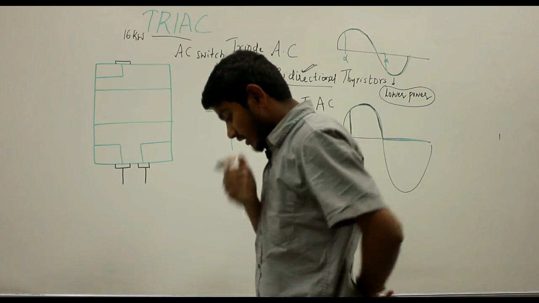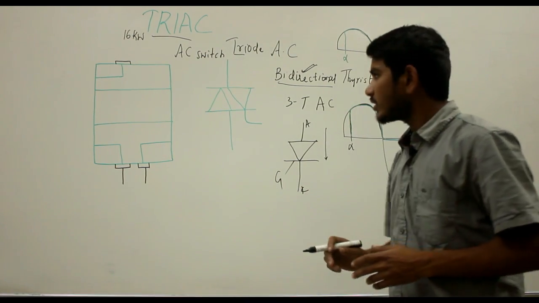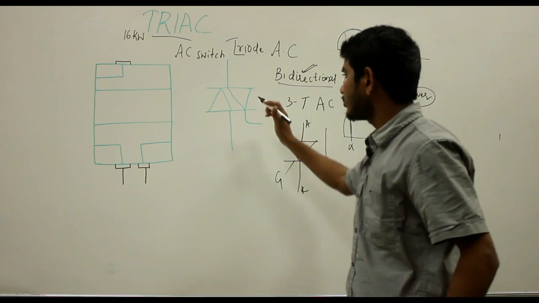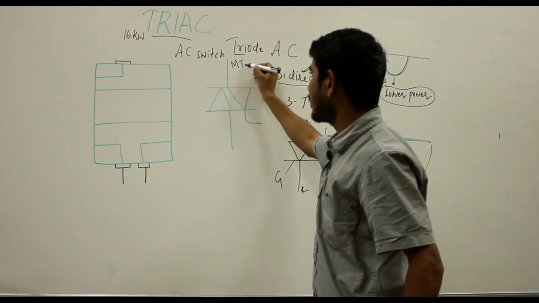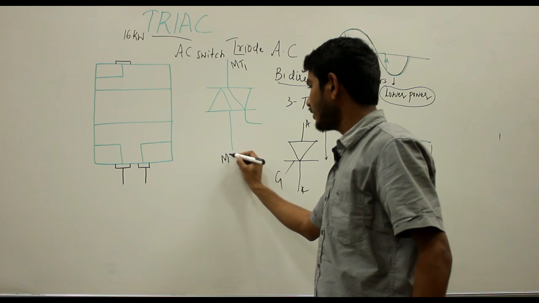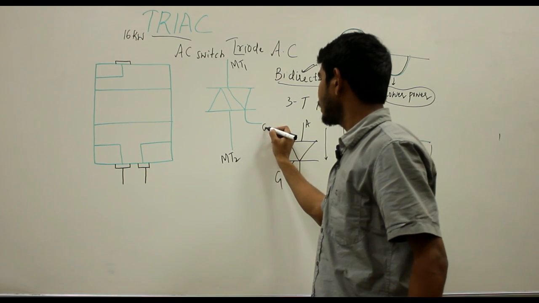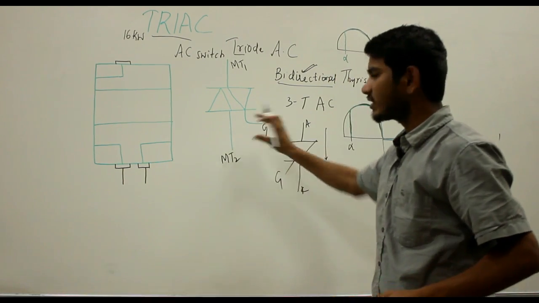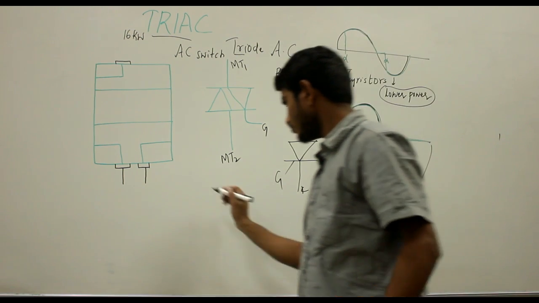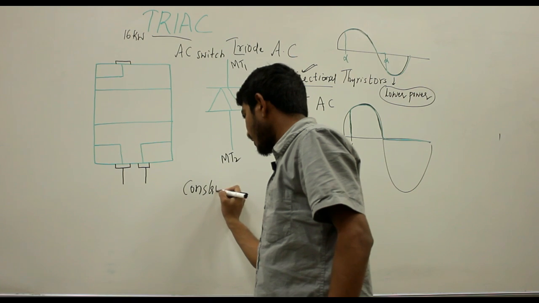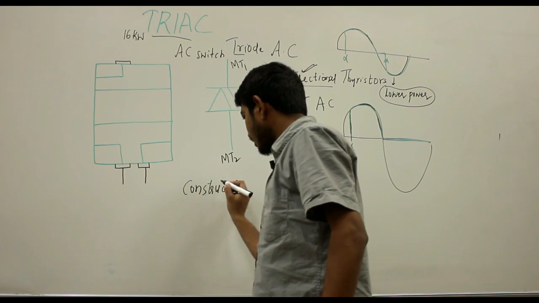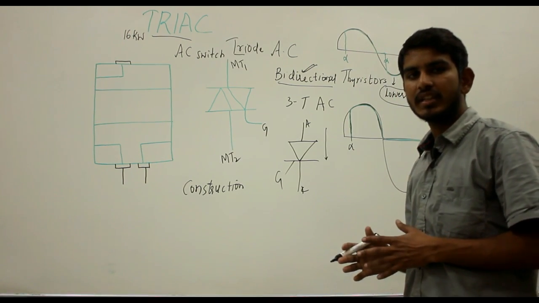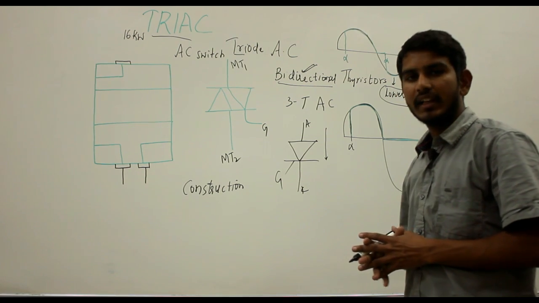Now coming to the symbol of your Triac, basically the Triac has 3 terminals: MT1, that is main terminal 1, main terminal 2, and one common gate terminal. So this is the symbol of your Triac. Now discussing the construction of the Triac, it is equivalent to 2 thyristors connected in inverse parallel with the gate terminal taken common.